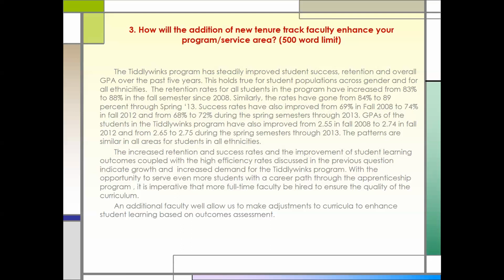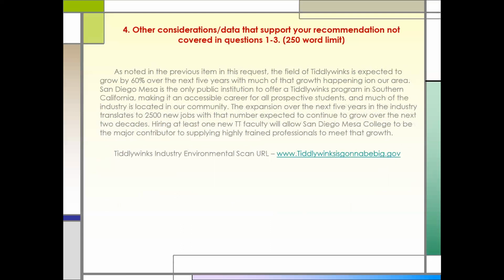Yes, and this is a great example of a place where you can use data that may not have been provided by the Office of Institutional Effectiveness, but something that's in the business community or in the workforce that you can use to justify and support your request. So then here is an example of that 4th area with other considerations and data that support. In this case, they talked about some of the data, and then they have a link to where you can find information, the environmental scan for the industry.